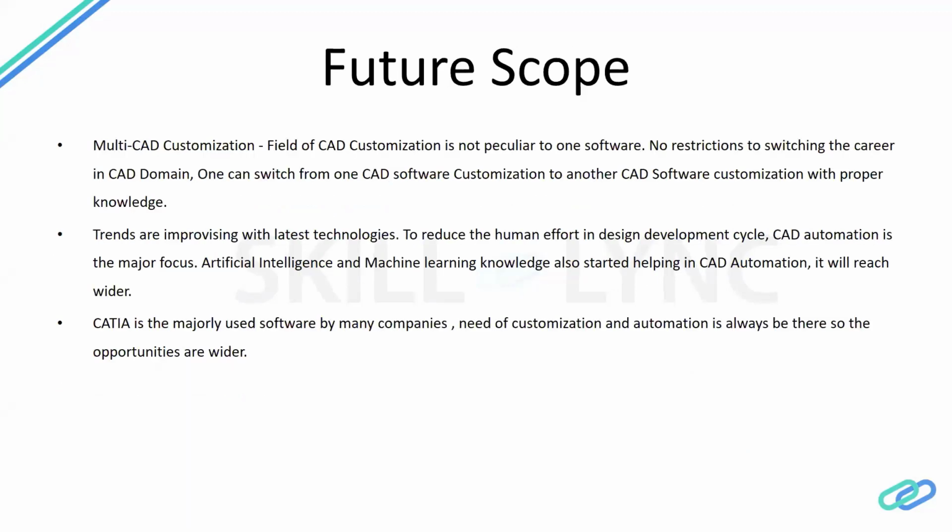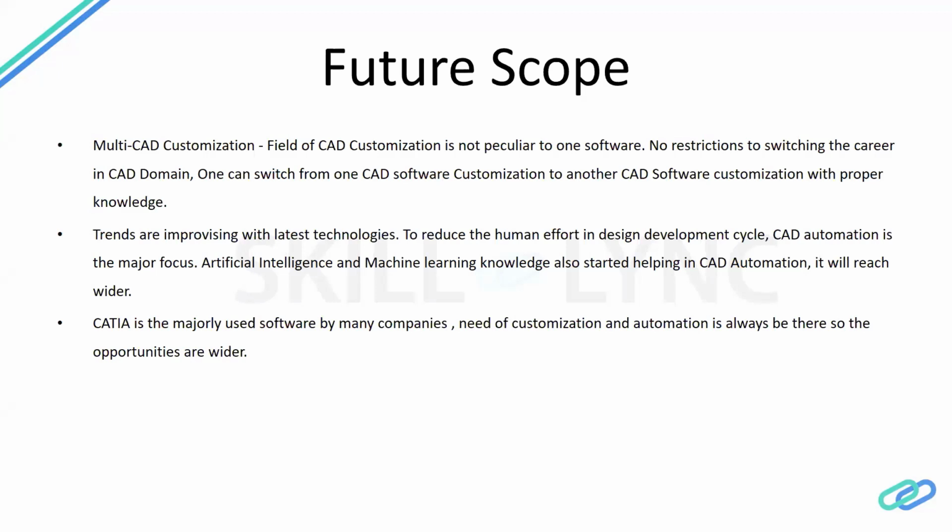If you scope it, the CAD software is not only CATIA. As you all know, there are many CAD software. If you already know one CAD software and come to know about other CAD software, it will be more useful to put yourself in a good position in your domain. A person knowing more than one CAD customization will be called a multi-CAD customization engineer in the industry.